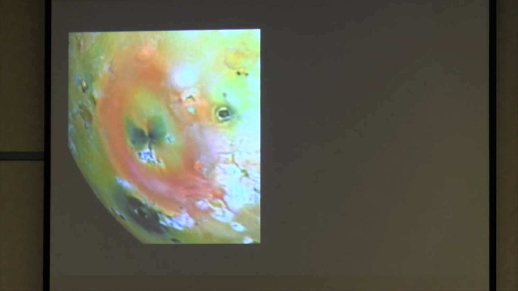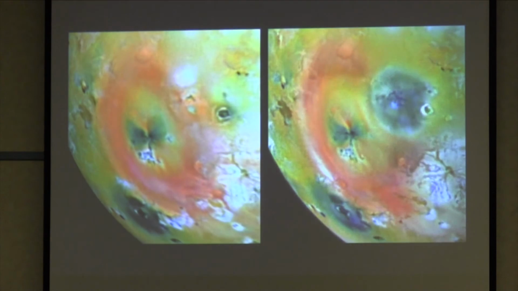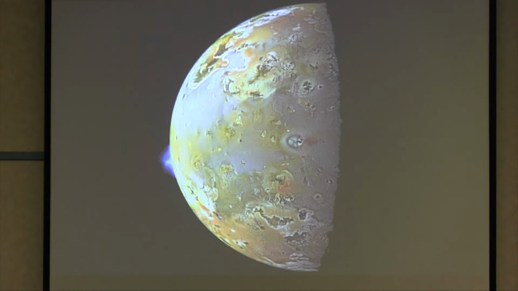A few months later, we took another picture of it, and boom, here's a brand new one, which shows you the level of volcanic activity on Io. An average of seven volcanoes are erupting on Io at all times. There are always volcanoes erupting on Io, and what's cool is you can see them off the limb of Io.